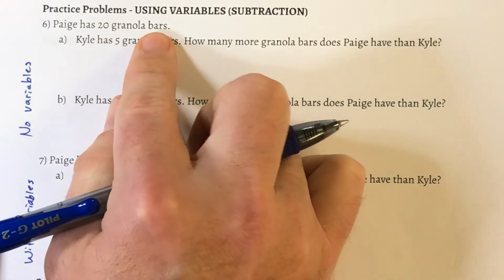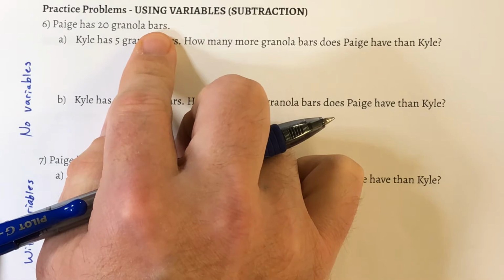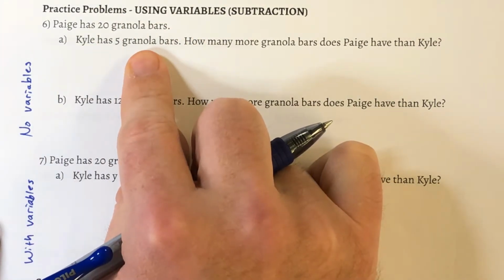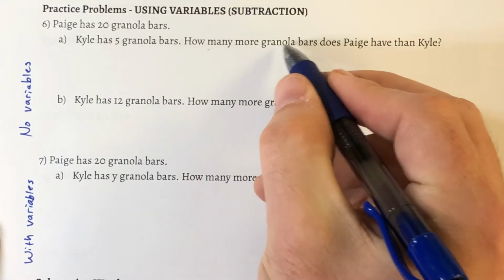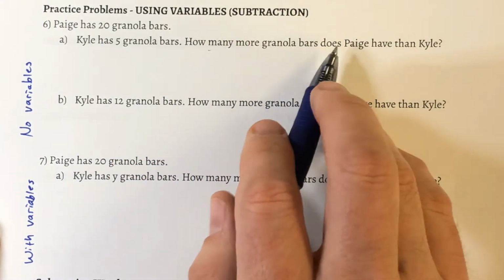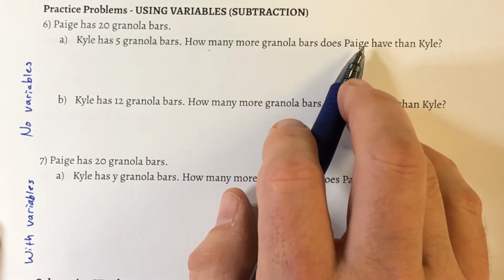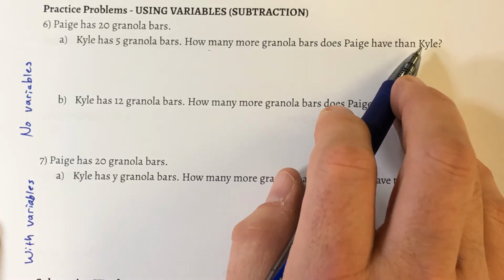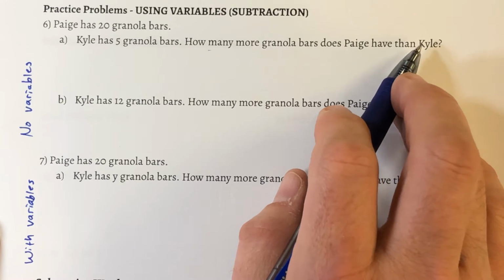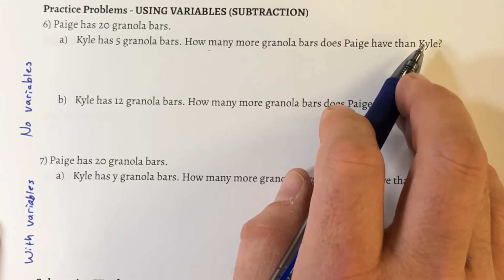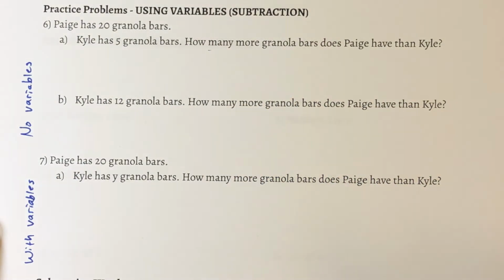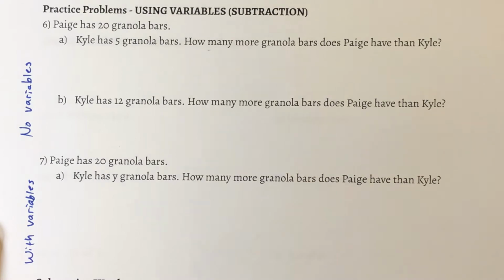Paige has 20 granola bars. She does not need all of them, but she's happy. Part A. Kyle has 5 granola bars. We want to know how many more granola bars does Paige have than Kyle. So if it says how many more does Paige have, that means Paige has more, Kyle has fewer. How do I find out how many more she has? We're going to subtract. If you take whoever has the most and get rid of who has a fewer or fewest, you'll find out how many more they have.